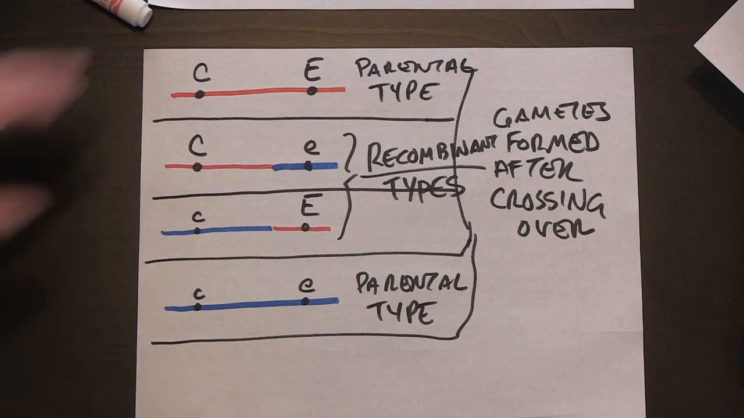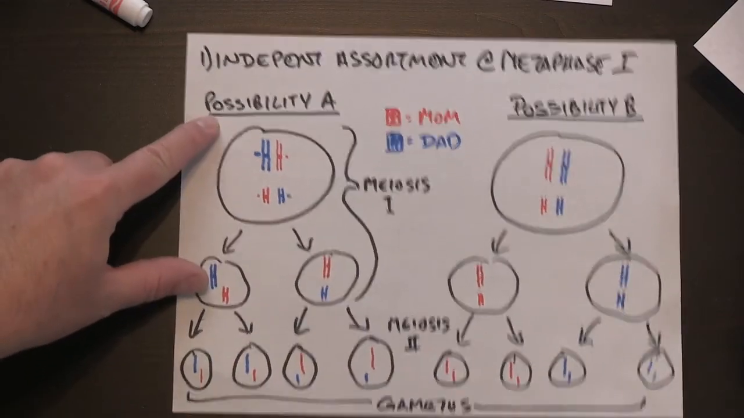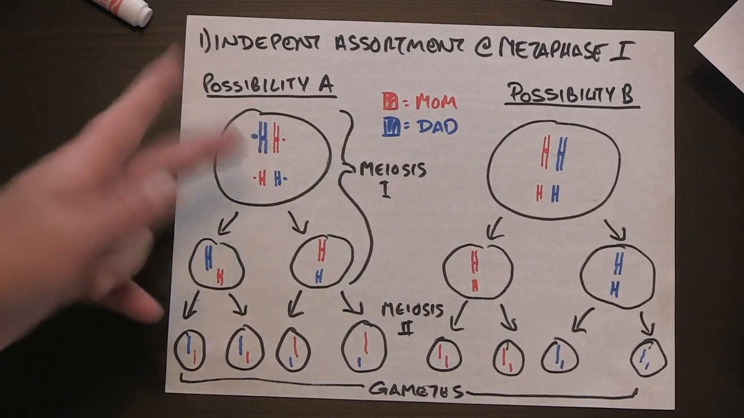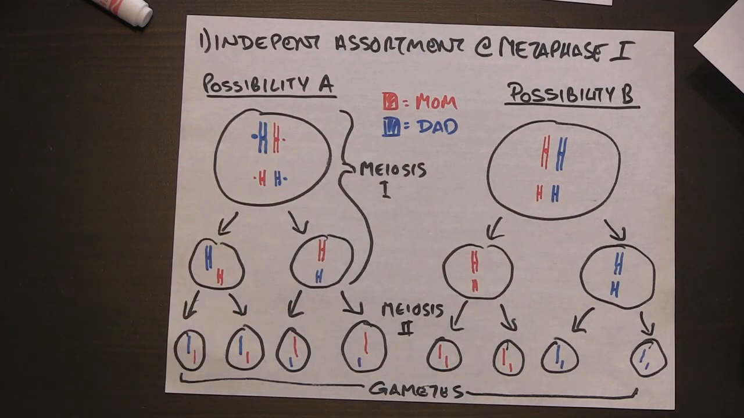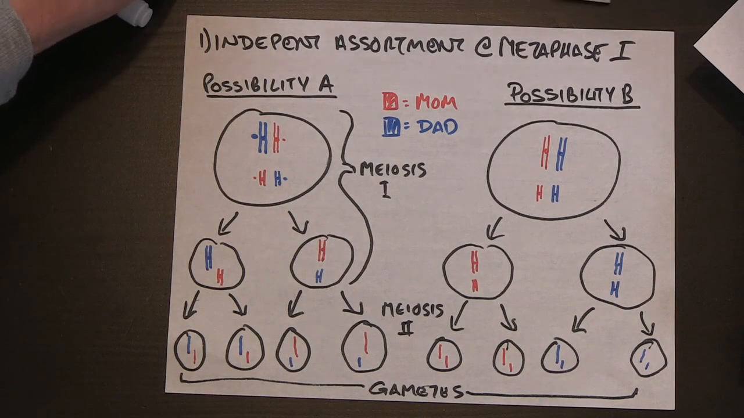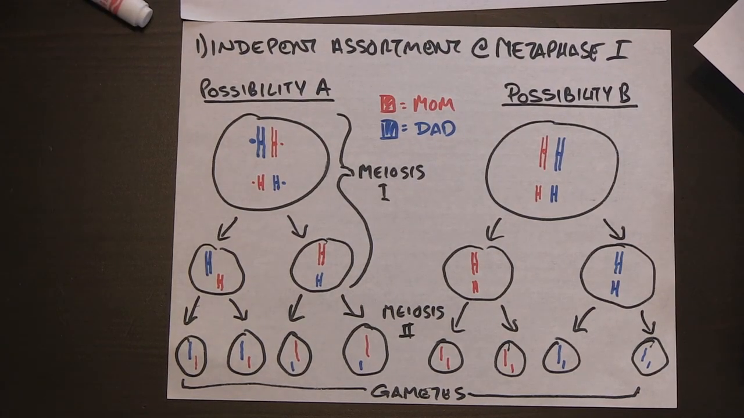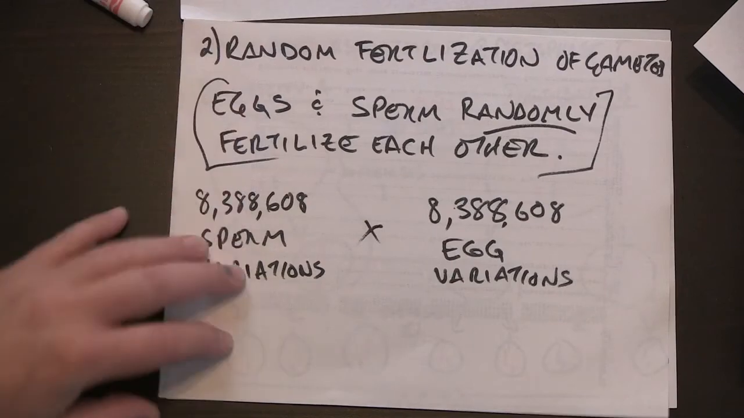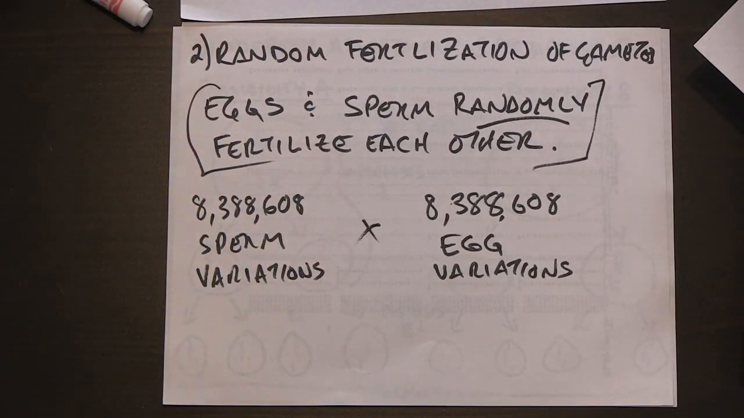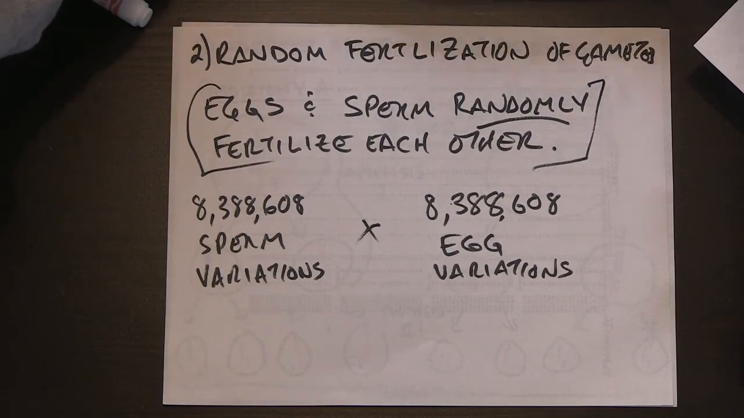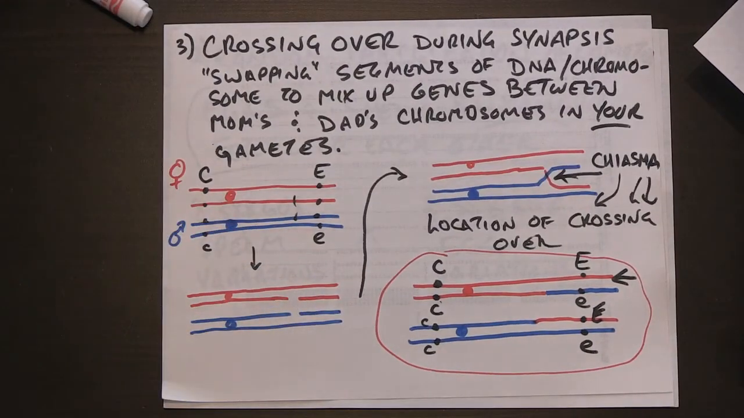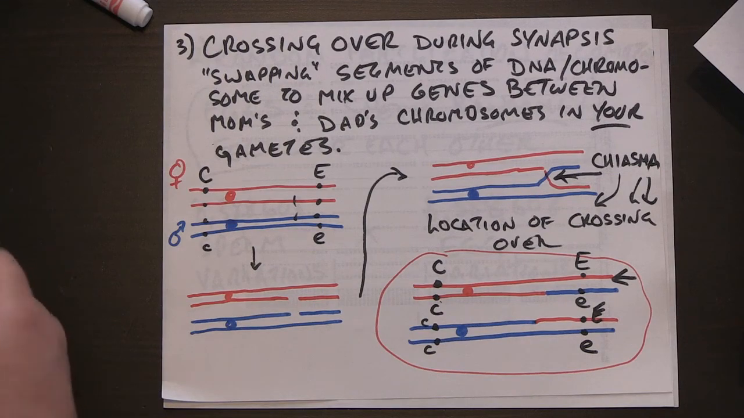So again, three sources of variation. The independent assortment of the chromosomes at metaphase, so depending on which way they're flipped during metaphase. The random fertilization of the gametes. And then finally, crossing over during synapsis. Okay, I'm going to stop there and pick up part 3 and maybe even part 4 coming up. Okay.